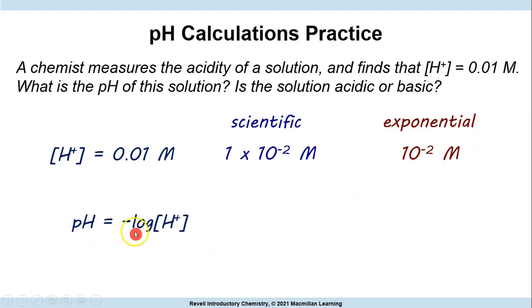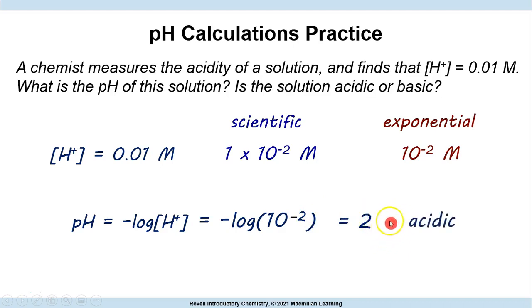So the next thing is pH. We know that pH is minus the log of the hydrogen ion concentration. So if you take the pH of 0.01, looking at the scientific notation here, you will know that the answer is going to be 2, and that is acidic. So is the solution acidic or basic? 2, and it is acidic.